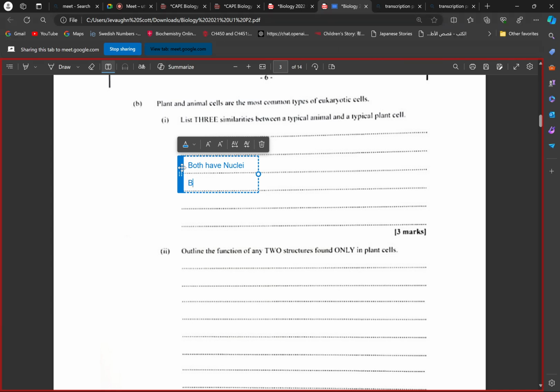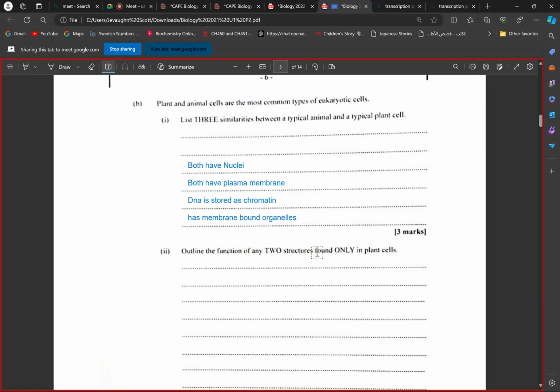Plasma membrane. This is a really easy paper. Judging by Module 1, it's a very easy paper. What else? DNA, ribosomes, chromatin. What else? Membrane-bound organelles as well.